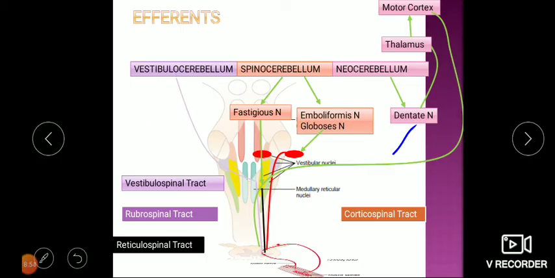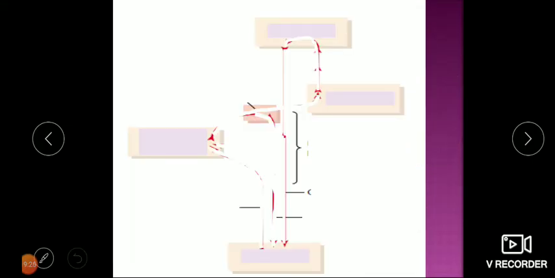So it is maintaining muscle balance and equilibrium with the help of the vestibular apparatus. Spinocerebellum is having connection with the reticulospinal tract and rubrospinal tract, and it is maintaining the body posture, especially the axial skeleton. And this neocerebellum is having connection through the dentate nucleus, through that to thalamus, and through that to corticospinal tract. So like this, these tracts are involved in regulation of muscle tone with the cerebellum.